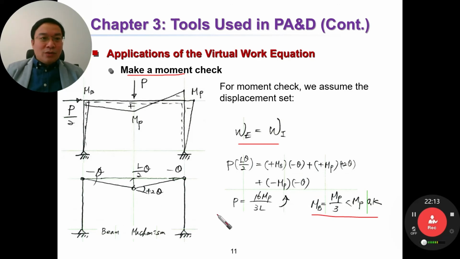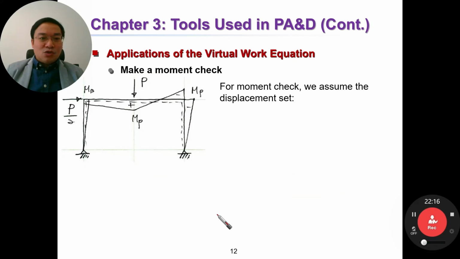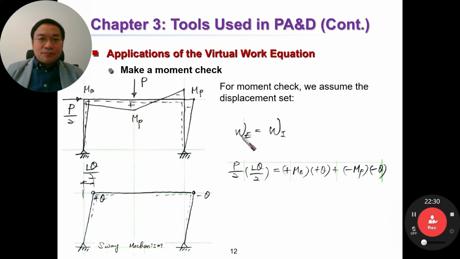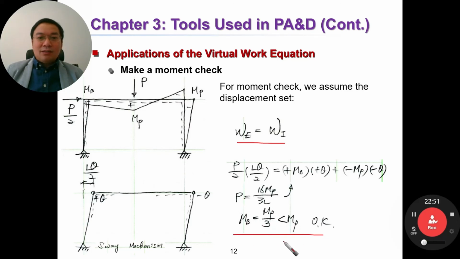Okay, so remember this one. Now we can do the moment check with a sway mechanism. This mechanism. Let's say the new sway mechanism. We assume the displacement set like this, freely. Then again doing the virtual work equation, external work equal to internal work. Then we have MB again equal to MP over 3. It's smaller than MP. Then it's good.